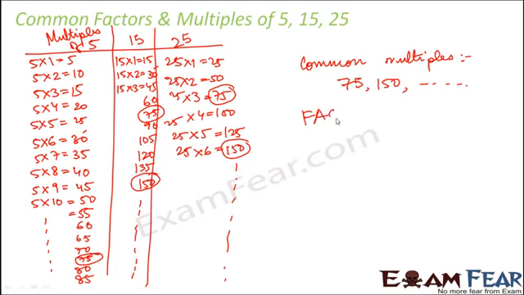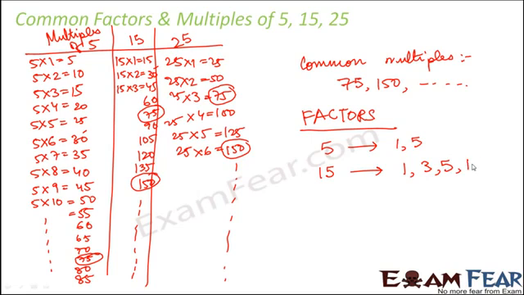And what about the factors? So for factors again we need to find them first. So for 5 there are just 2 factors, 1 and 5. For 15 we do have more factors like 1, 3, 5 and 15. These are the factors for 15 because 15 can be written as 1 into 15, 3 into 5, 5 into 3 and 15 into 1. These are the various ways in which we can write 15.